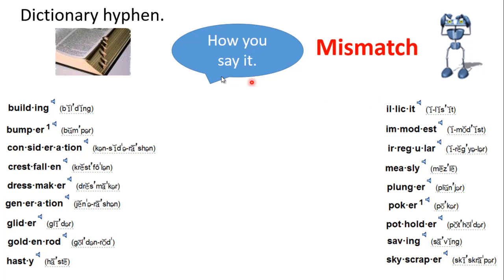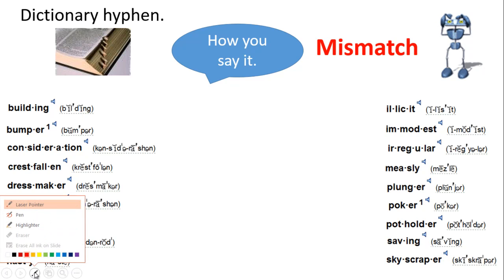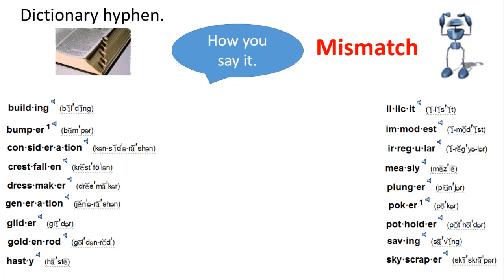Now, another thing that makes it confusing is the dictionary hyphen. So the dictionary hyphen looks like this. How we say it will be shown like this in the dictionary. So here we have building. Well, look, it doesn't match. You got the D here, but you got the D in the second syllable. Let me change pens here. So actually, we would cut it like this. This is more of a match, building, so it matches that. So this is why this mismatch makes our head spin.